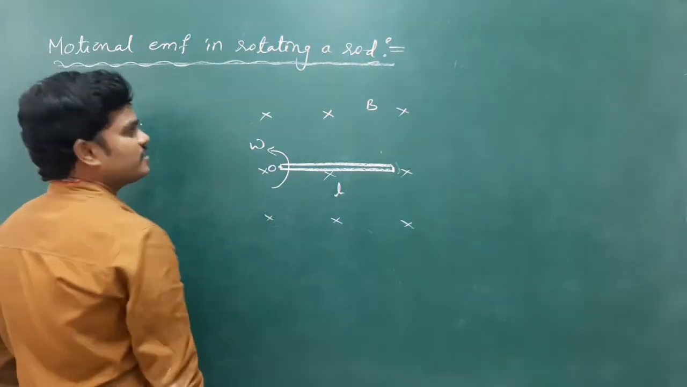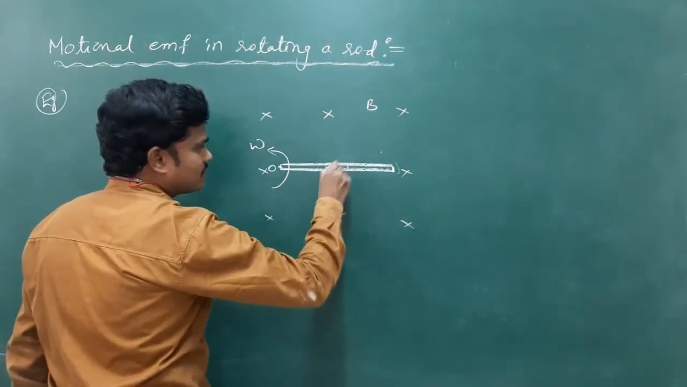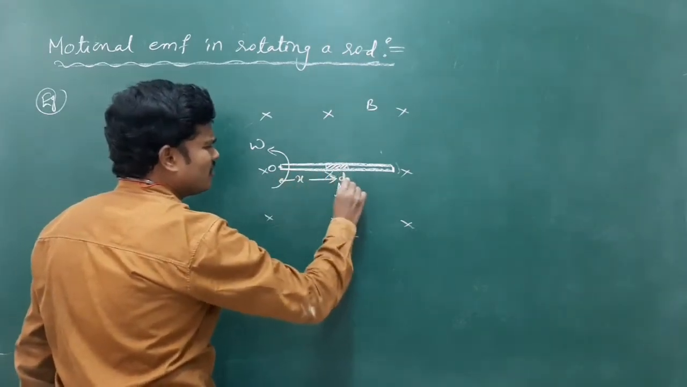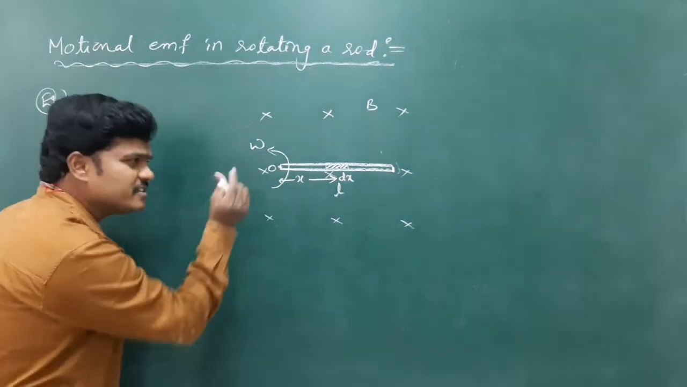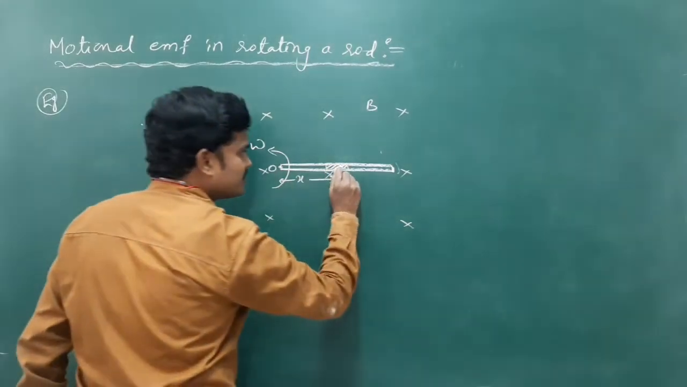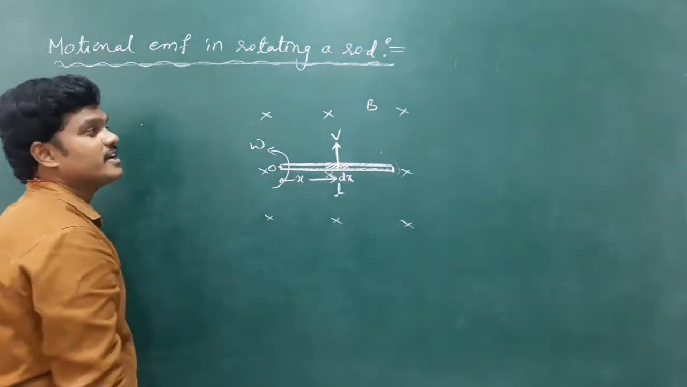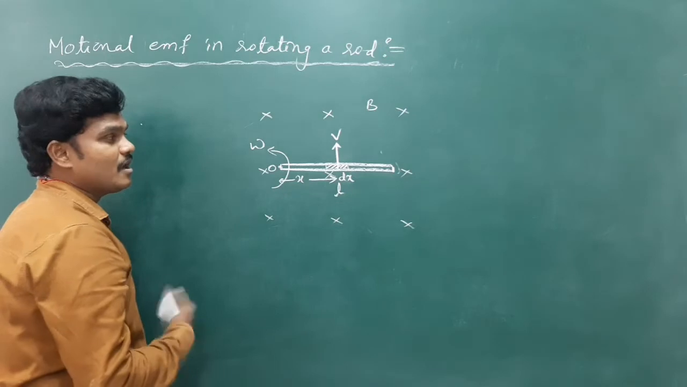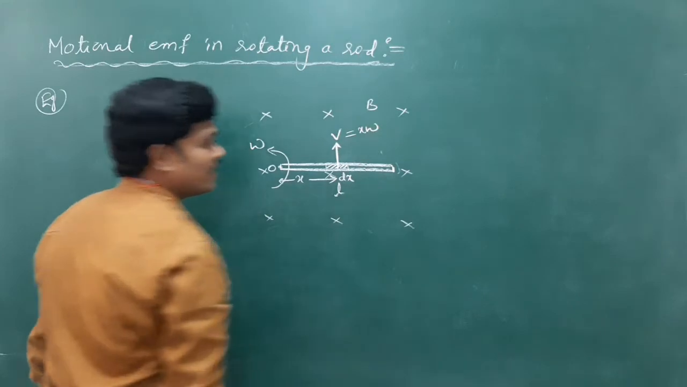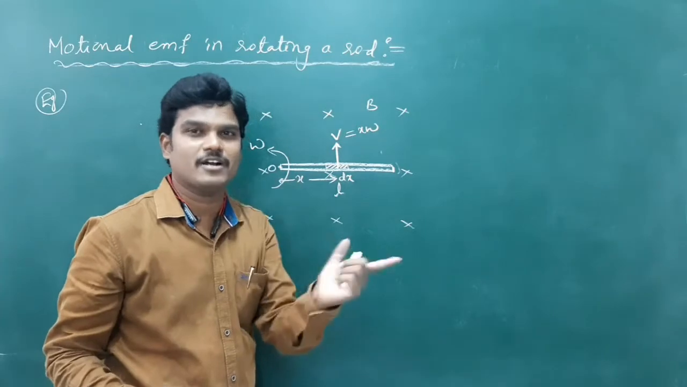So to find the motional EMF in the rotating rod, let me take a small part at a distance x. Let us take a small portion of the conductor, that is dx. If it rotates, this dx part will move like this with a linear speed v, which we can write as v equals r omega, and r is nothing but x, so v is x omega.